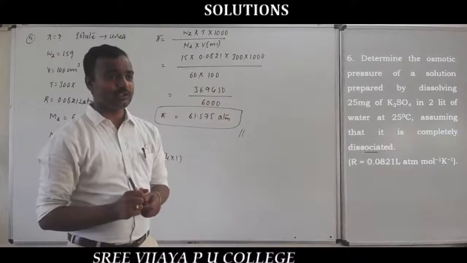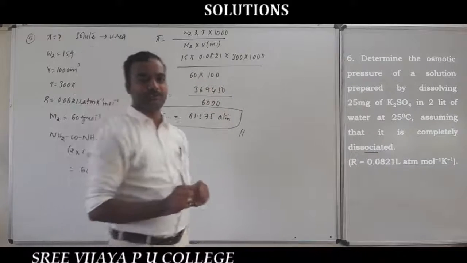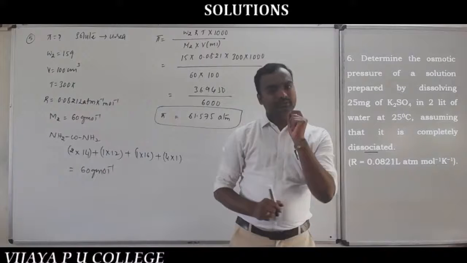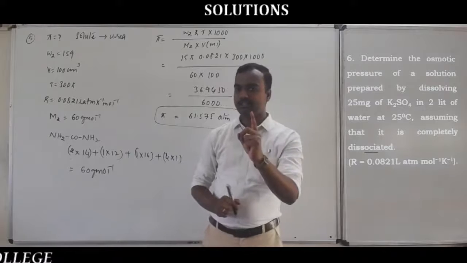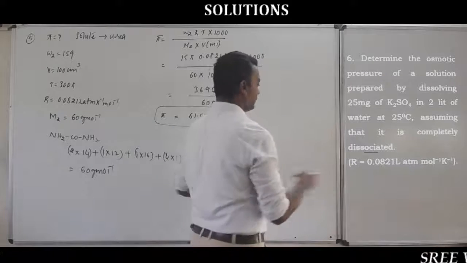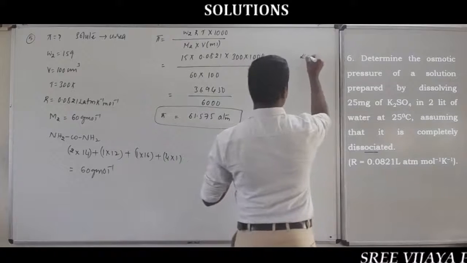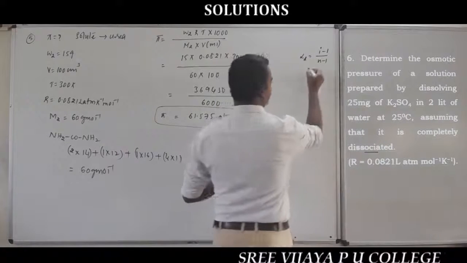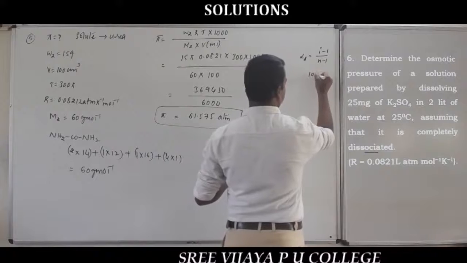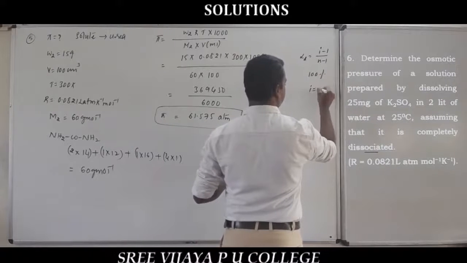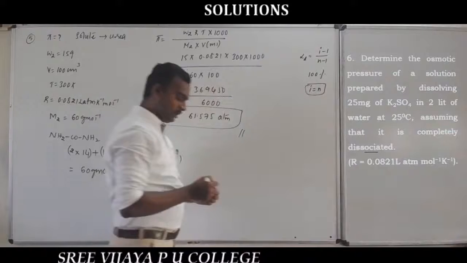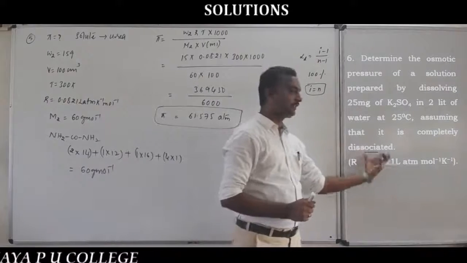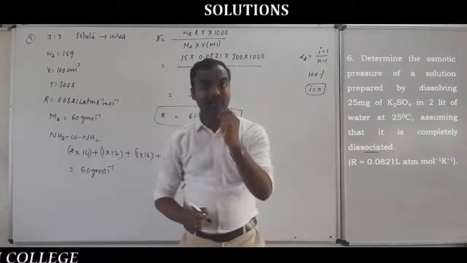Completely dissociated means that is 100% dissociation. Already in the previous session I said, when the solute undergoes 100% dissociation, Van't Hoff factor is equal to n. That is one of the important equations I have given. Degree of dissociation is equal to i minus 1 divided by n minus 1. If the degree of dissociation is 100%, then i is equal to n. So now in this problem, since complete dissociation is said, I am going to take the i factor also.